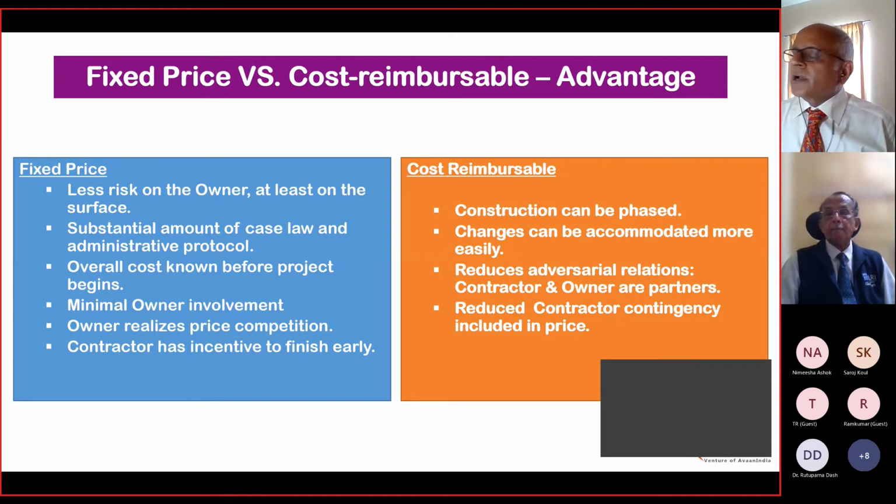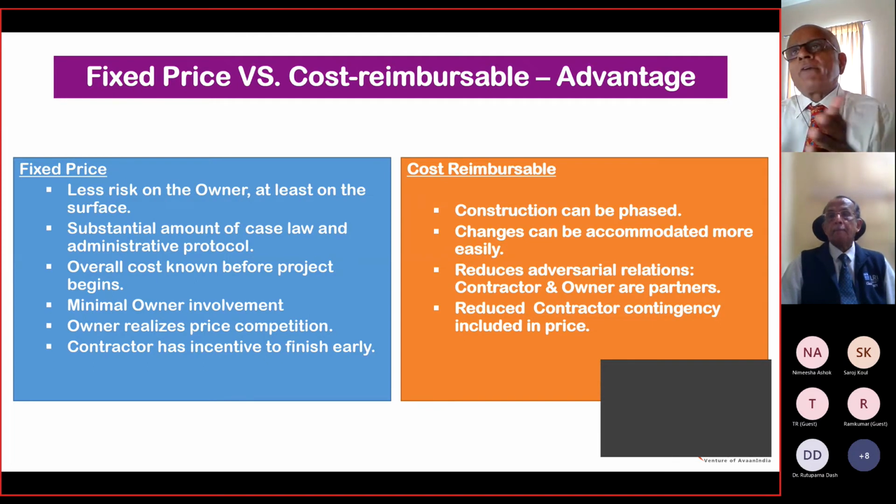Now, if you come on to a cost reimbursable, you can have the project or the construction phased out, because you have the cost, you have a schedule on which it needs to be done, you know the time, and you can phase it out in a manner in which you can allocate your time and money both. In a cost reimbursable, changes can be accommodated more easily by virtue of the fact that these are scheduled in nature.